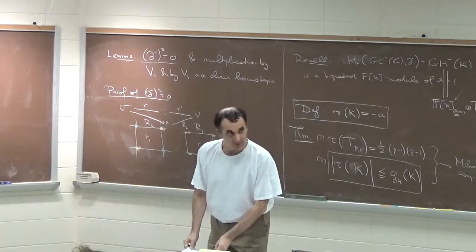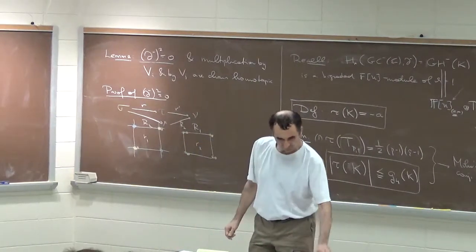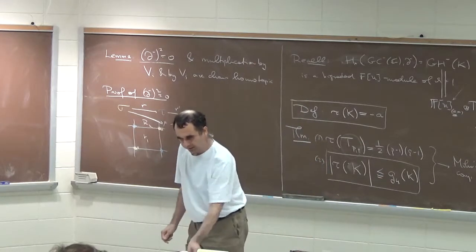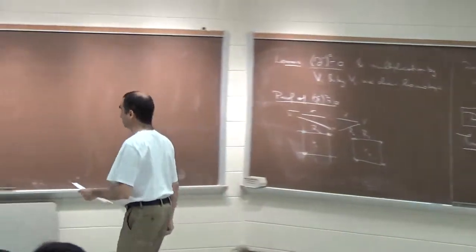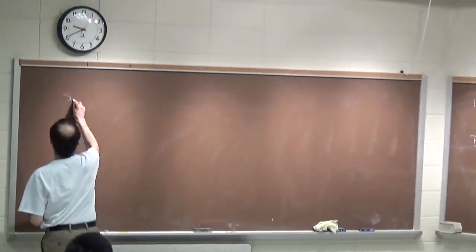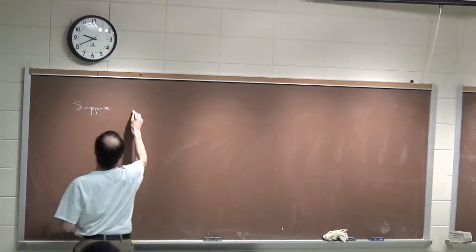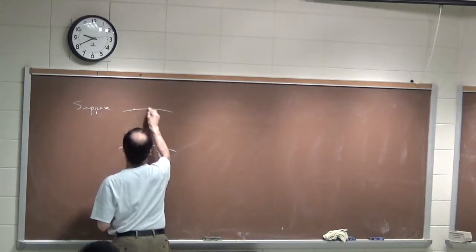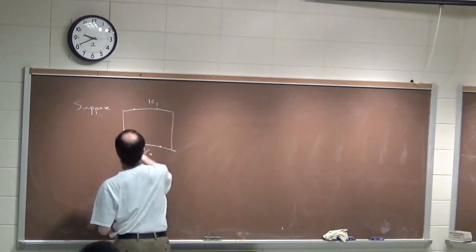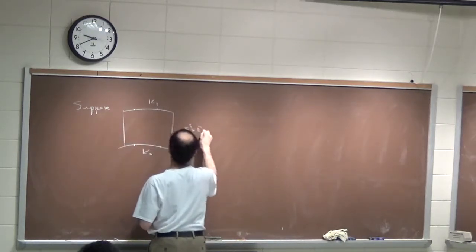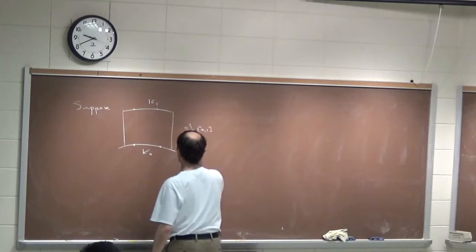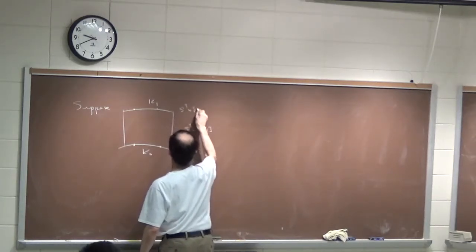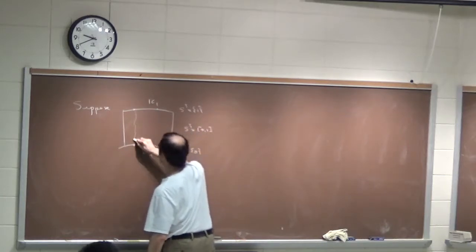If I find it here. Yeah, it's here, okay. So suppose we have two knots, K0 and K1, and this is S3 cross [0,1]. So this is S3 cross 0, and this is S3 cross 1. And there is a cobordism between them.